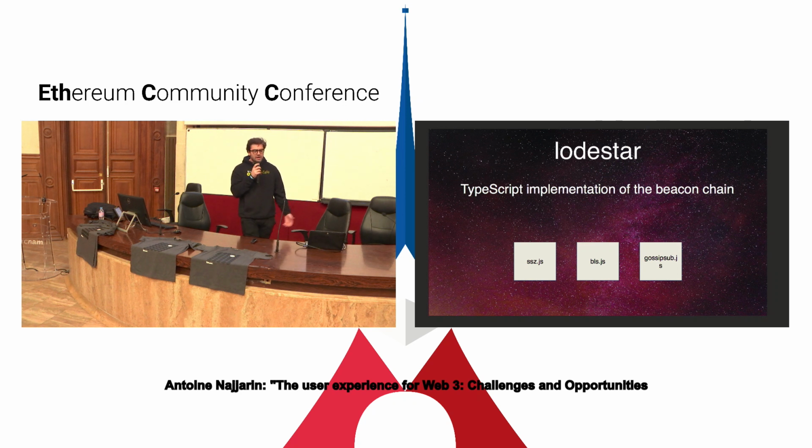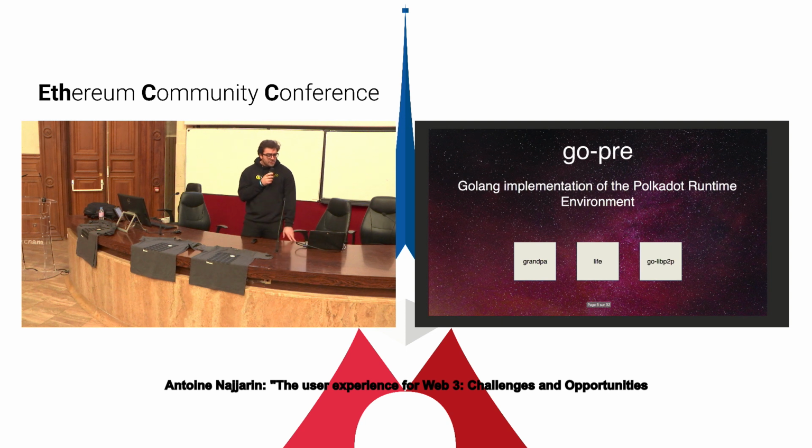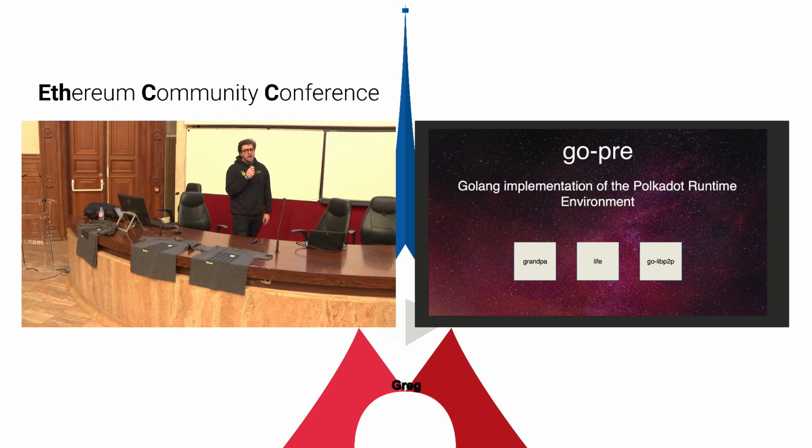Just quickly, Lodestar is a TypeScript implementation of the beacon chain. We've built a bunch of custom modules for it, simple serialize, BLS, and gossipsub, and we're helping contribute to the libp2p stack. Similarly, for our work on Polkadot, we're building the Go implementation of the Polkadot runtime environment. We're helping out the Go libp2p stack, which is great because with our efforts in ETH 2.0, we're able to chat with those guys and help on it.